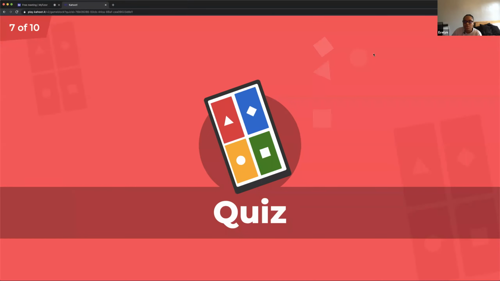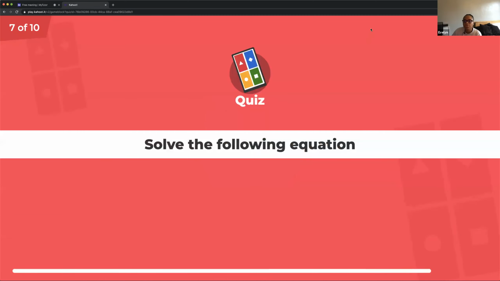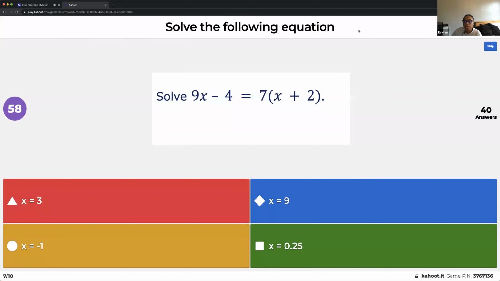Right, have a go at this next one. It's worth double the points. So solve the following equation. So have a look at this equation and try and solve it.